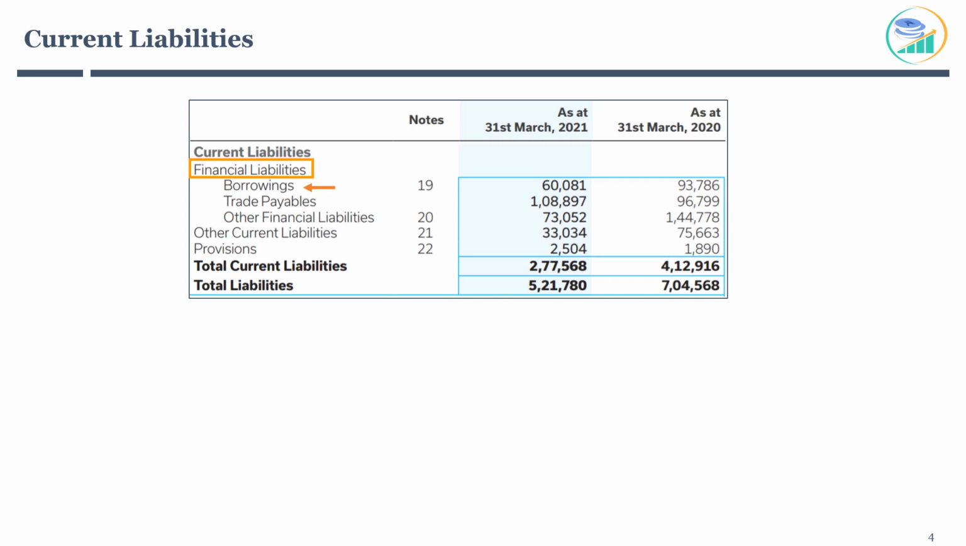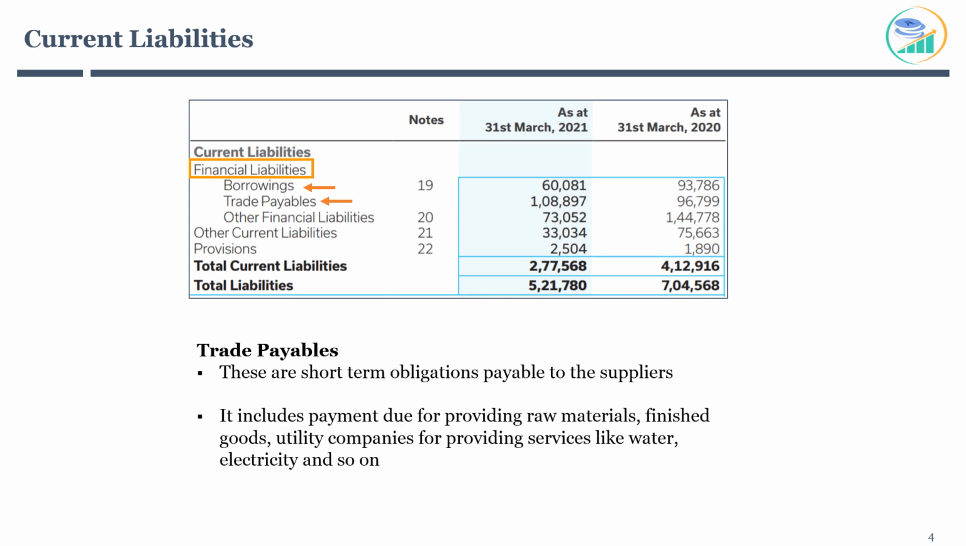Starting with borrowing. Borrowing refers to the short-term obligations of the company. This is the short-term loan usually undertaken by company to meet daily cash requirements. The next line item is trade payables. These are short-term obligations payable to the suppliers. It includes payment due for providing raw materials, finished goods, utility companies for providing services like water, electricity and so on. You can further review corresponding note in annual report to understand details of company liabilities.